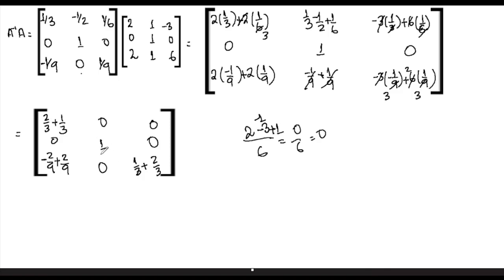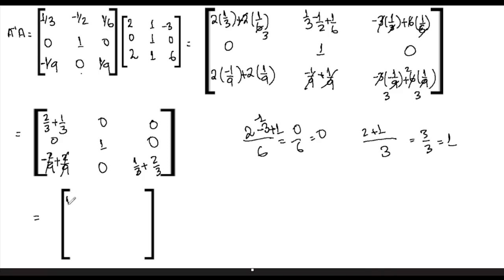2 by 3 plus 1 by 3, and 2 by 3 plus 1 by 3. We have 3 as LCM, 2 plus 1, which is equal to 3 by 3, which is equal to 1. So this is also 1, this is 1, these two are cancelled. So again we are going to get the identity matrix, which is 1 0 0, 0 1 0, 0 0 1.